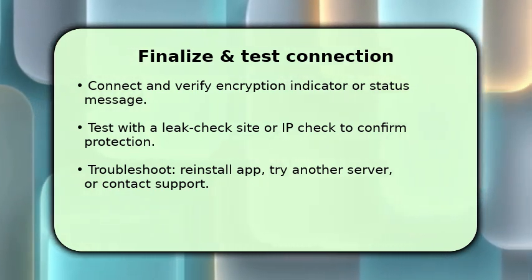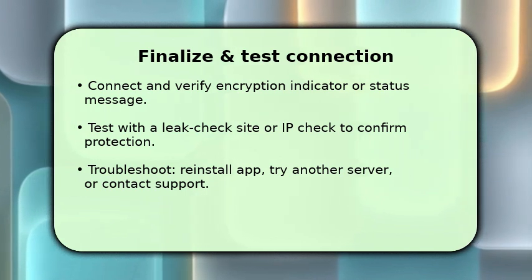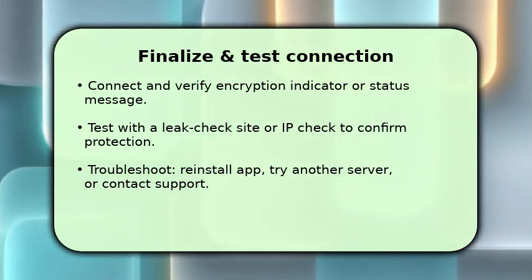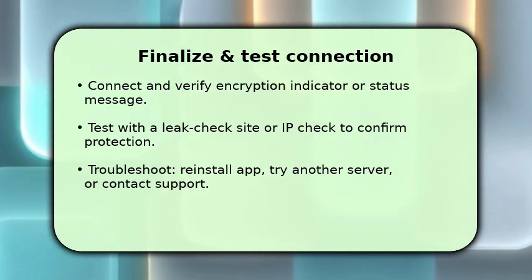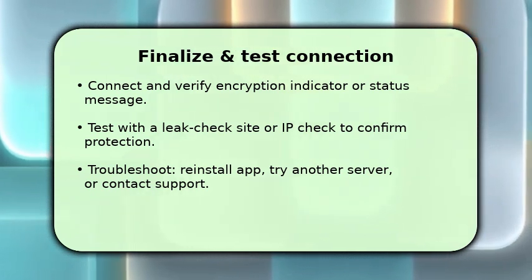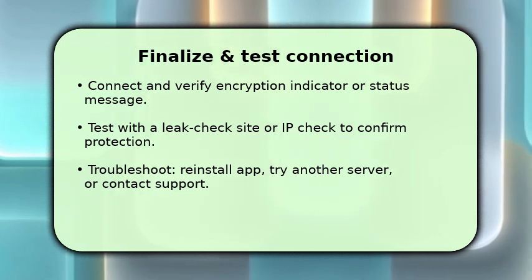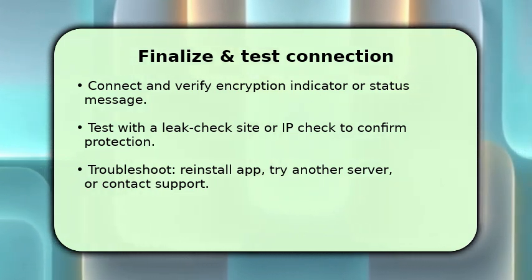If encryption still shows disabled, reinstall the app, try a different server and protocol if available, or contact Touch VPN support with logs. One key tip: if problems persist, test on another network to rule out ISP.